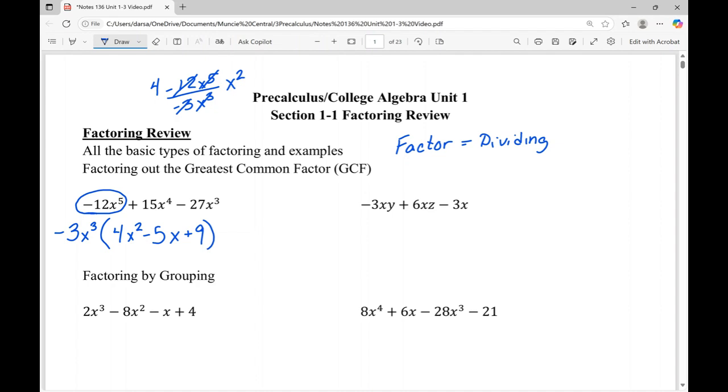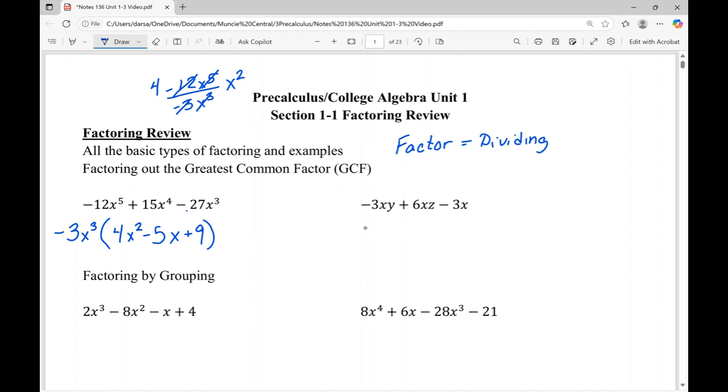Please notice that when you factored out this negative, do you see how it went negative, positive, negative in the original function? And the inside of the factored one goes positive, negative, positive. It flipped all those signs when you factor out a negative. That's a common thing that we're going to see. All right, let's look at our next one over here.